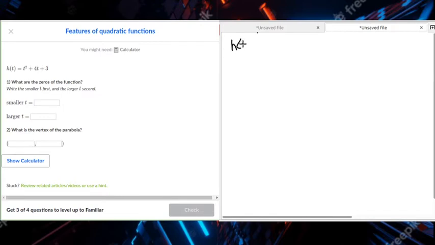So let's start with h of t is equal to t squared plus 4t plus 3, and I want to factor this. I want two factors of 3 that multiply to be 3 and add to be 4, and those are going to be 1 and 3. You can see that. So that's going to be t plus 1 times t plus 3. This is why I like to hook my t. Okay, and close that parentheses.